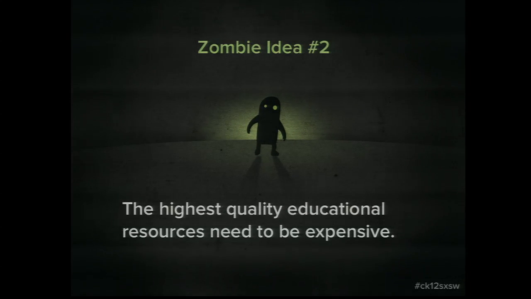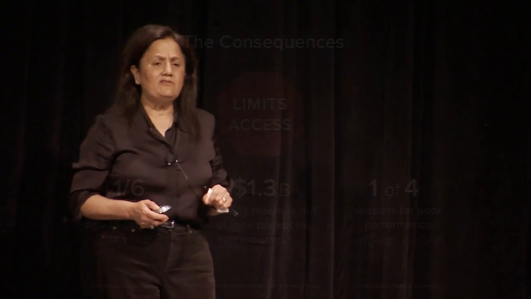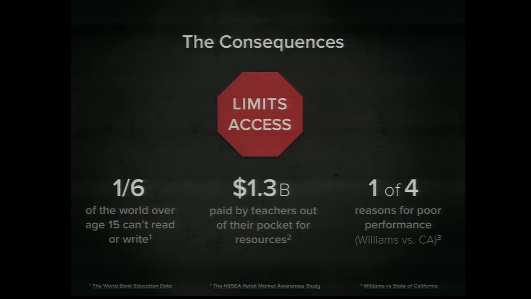Idea number two, that the highest quality instructional resources need to be expensive. What does this do? What are the consequences? The consequences is 1/6 of the world over age 15 can't read or write because they don't have access to material. $1.3 billion was spent out of pocket by teachers because the system didn't give them enough money to get content to their students.